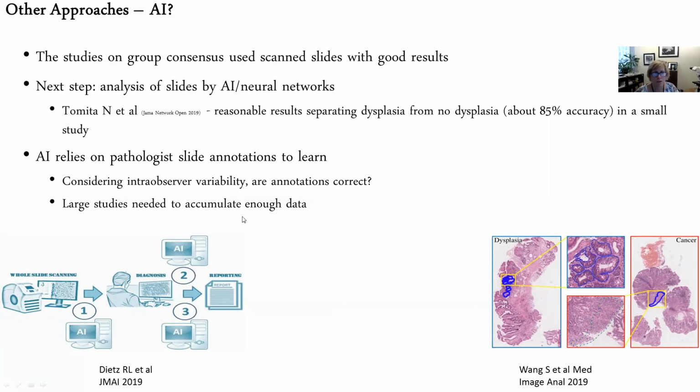It will need larger studies. It will need some of these consensus groups to use their slides for these studies to try to see if we can get this to work. So I think that is something that we will hopefully be able to use in the future, but we do not have any reliable usage in clinical practice yet.